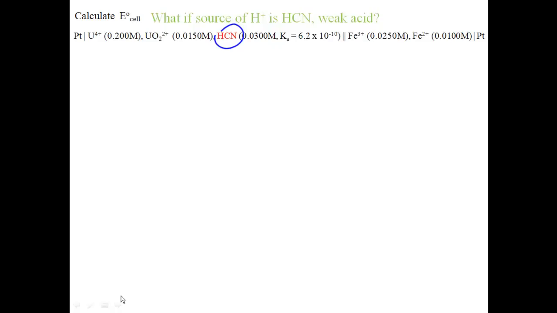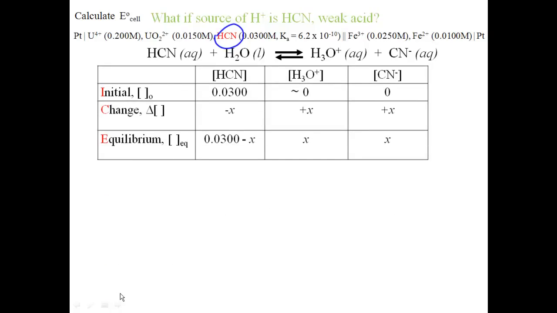So that goes back to what we learned with weak acids. So we have to handle that. So let's do that first. We write our hydrolysis, HCN giving us hydronium and CN minus. Then do our ICE table. We have our 0.03 concentration of HCN to start with. We have approximately 0 for hydronium, meaning we're neglecting the water, and 0 for CN minus.